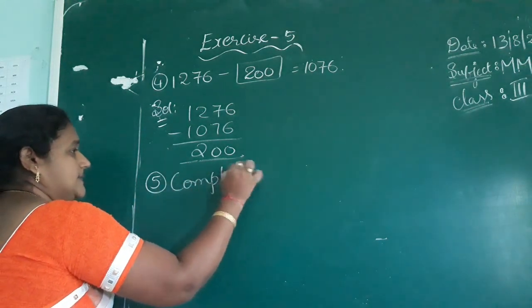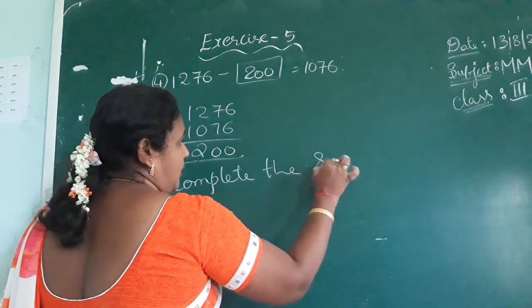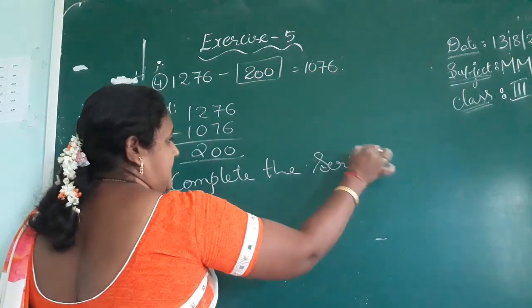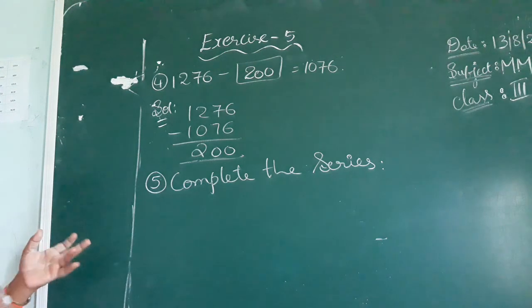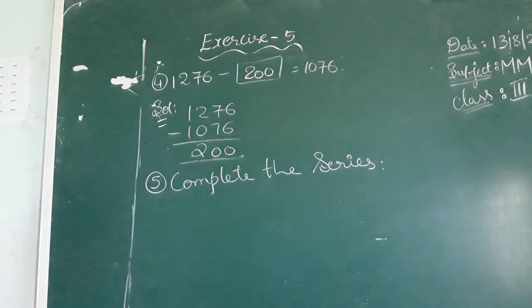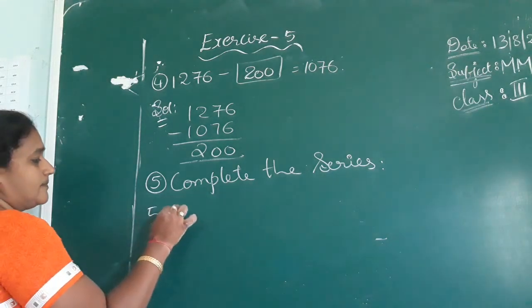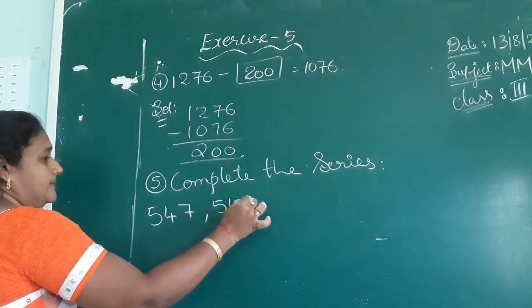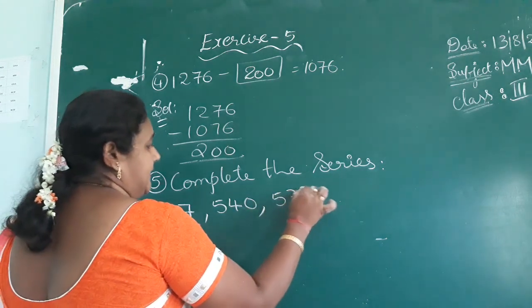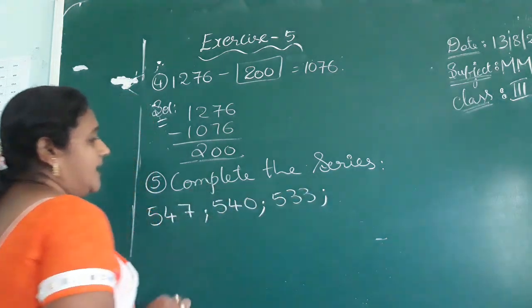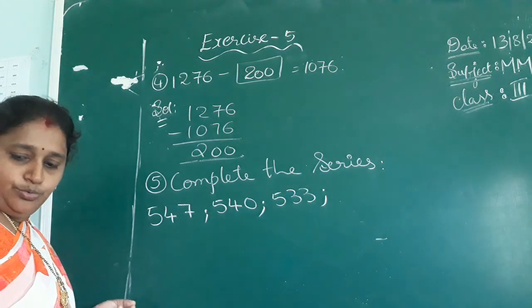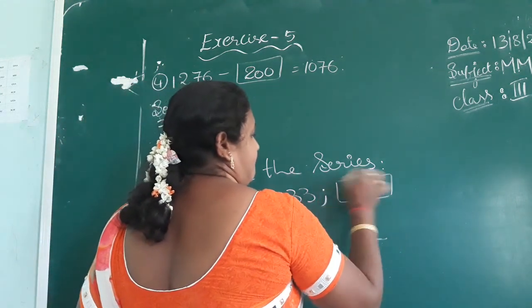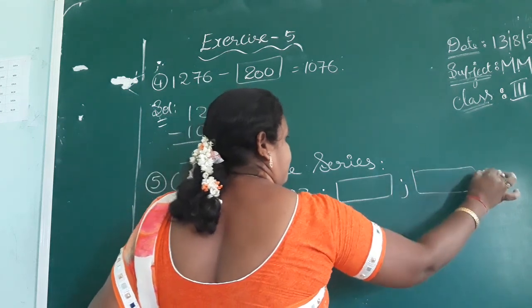Complete the series. In the previous class also I told you, when a series or pattern is given, there should be some difference between each and every number. Okay, there should be some difference between the numbers in the series. See that 547, 540, 533, and they are asking what are the next three numbers.